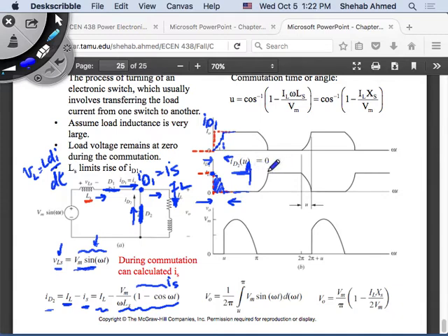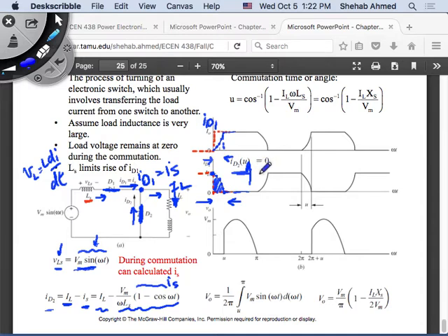I would like to find out the point u at which the current will fall to 0. So we're trying to find that point u. ID2 of u is equal to 0. So we substitute, instead of omega t, we put the angle u that we have. So ID2 of u is equal to 0. We do that.